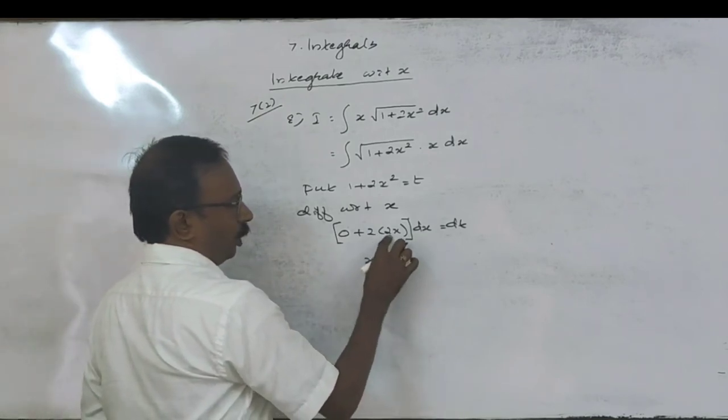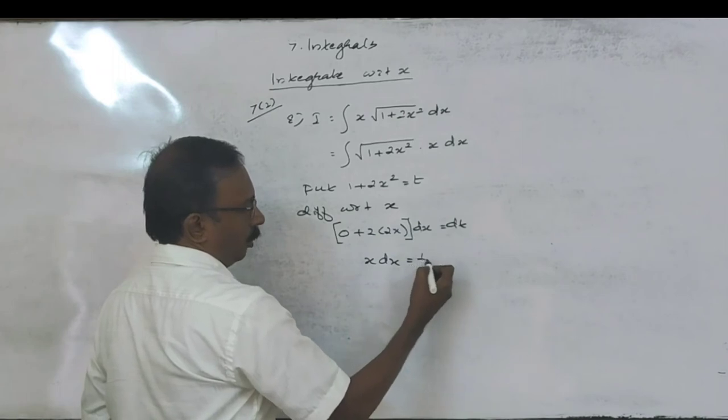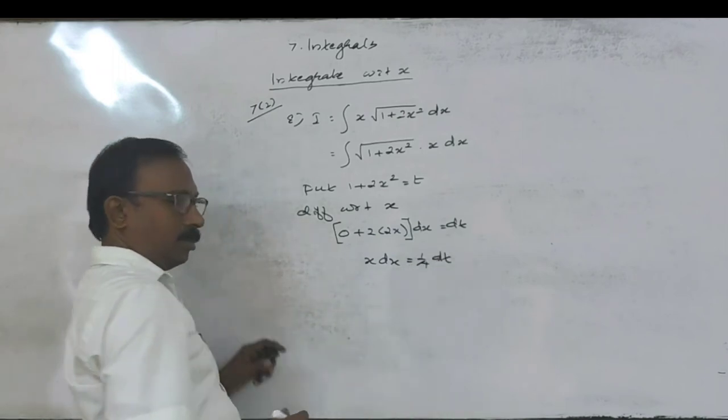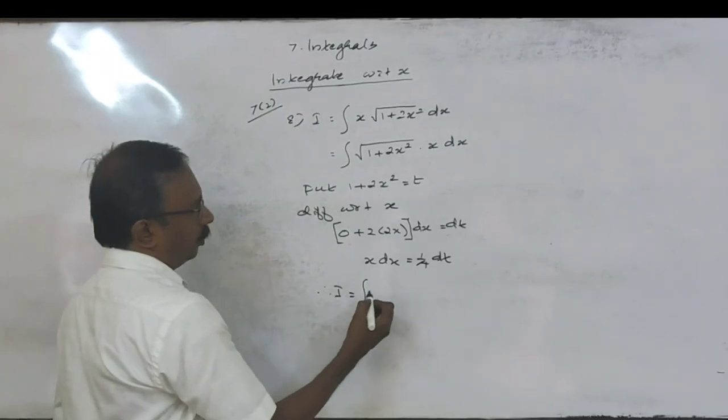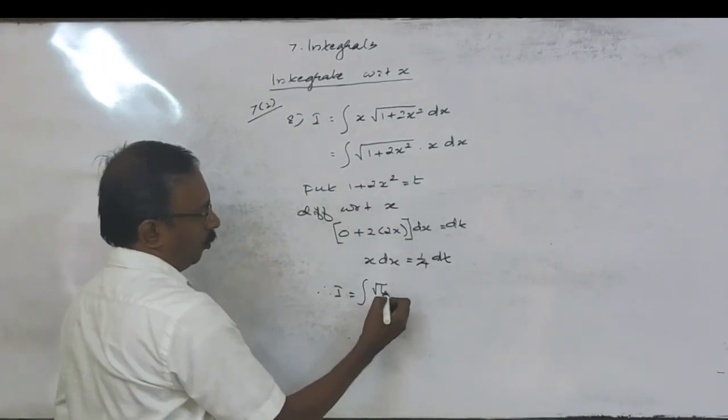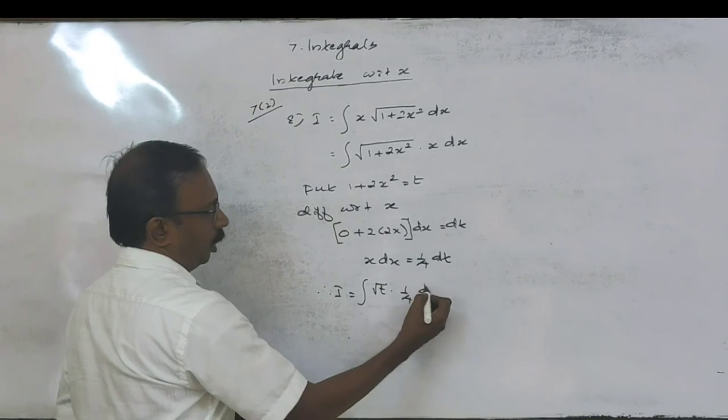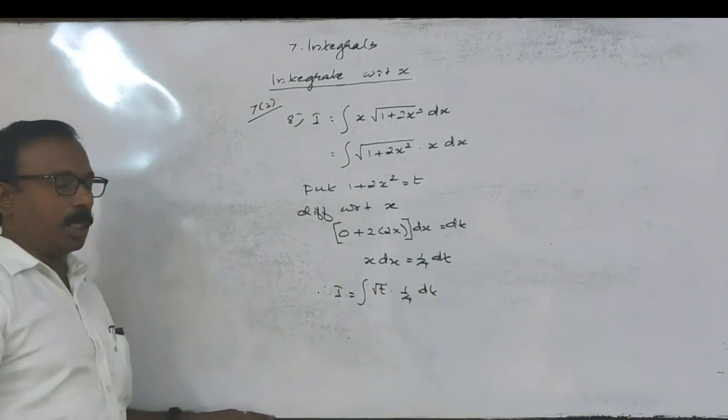Now, 8th question: integral of x into root of 1 plus 2x square into dx. Let 1 plus 2x square be t. Then 2 into 2x dx is equal to dt, so x dx is 1 by 4 dt. Understand? Therefore, I is equal to integral of root t into 1 by 4 dt.